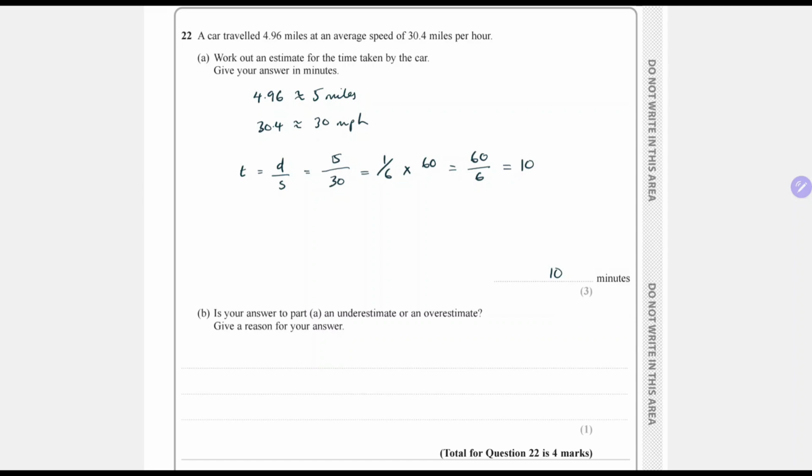Part B says, is your answer to part A an underestimate or an overestimate? Give a reason for your answer. Well, it's going to be an overestimate. And the reason for this is because we've made 4.96 into 5. So we've made the numerator larger. And we've made 30.4 into 30. So we've made the denominator smaller. So as we have made the numerator larger and denominator smaller.